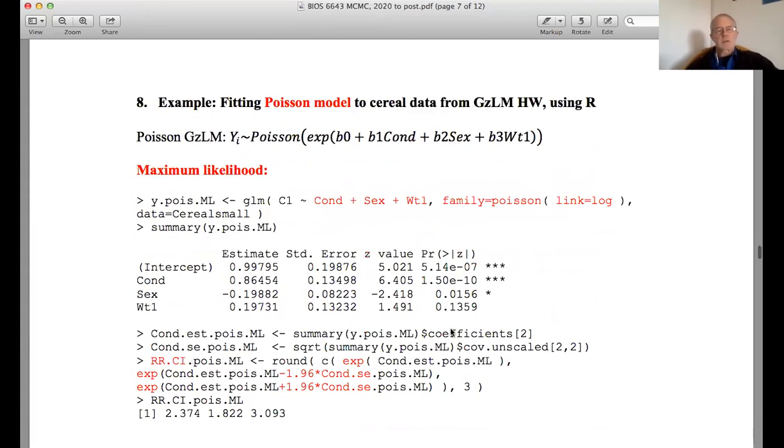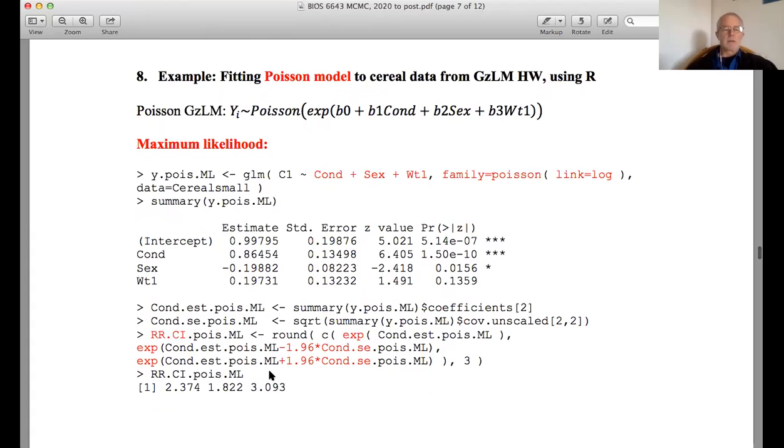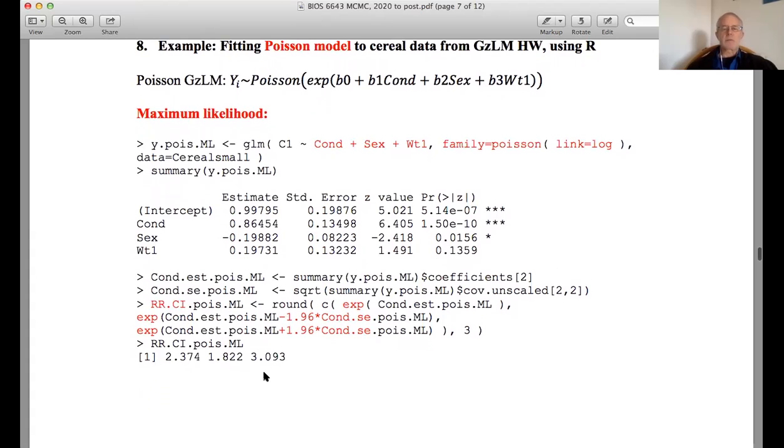Okay, so let's get into this Poisson example. Here's our Poisson generalized linear model. Here's the maximum likelihood fitting. We've specified the linear predictor, the distribution, and the link function. Here's some estimates. Here's some confidence interval stuff. Exponentiating the betas is giving you the rate ratios. Okay, so we've done all this before. This is what we did last time.